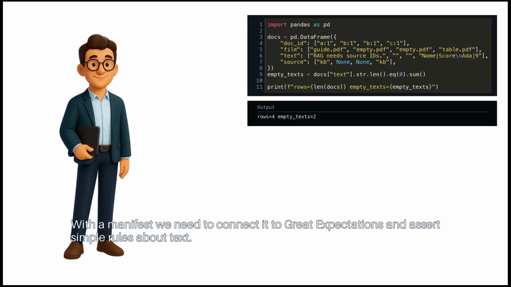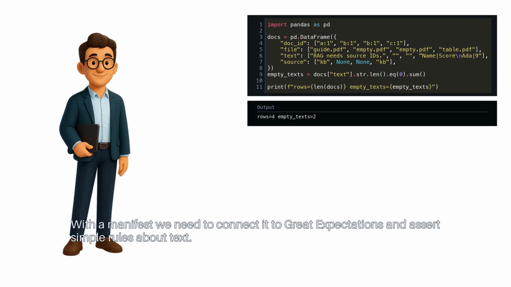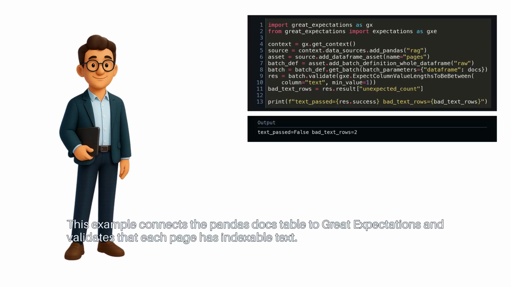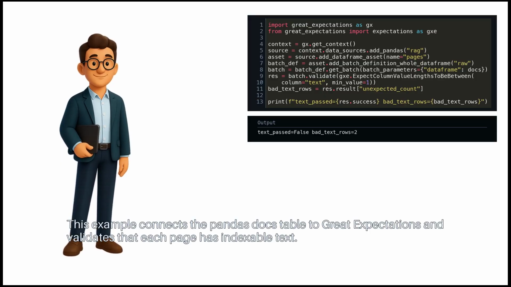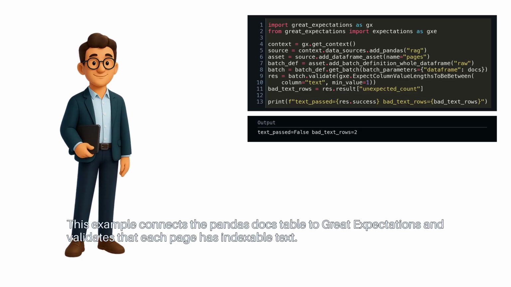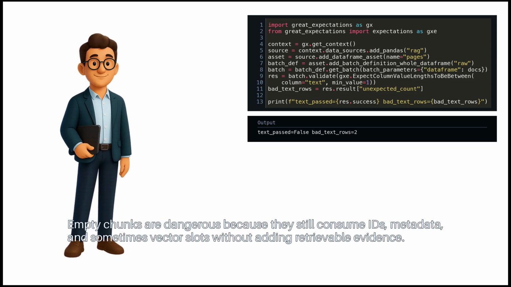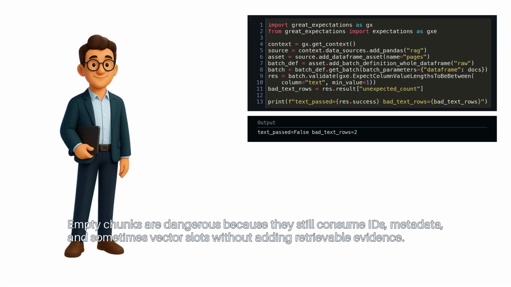With a manifest, we need to connect it to Great Expectations and assert simple rules about text. This example connects the pandas docs table to Great Expectations and validates that each page has indexable text. Empty chunks are dangerous because they still consume IDs, metadata, and sometimes vector slots without adding retrievable evidence.